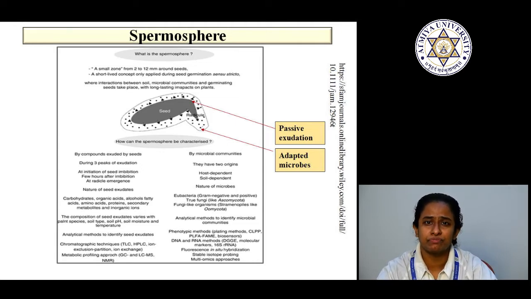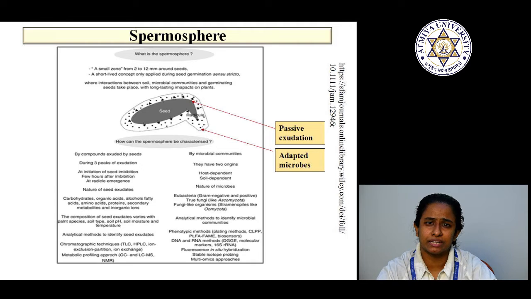At that time, after a few hours of imbibition, you can see the radicle become more pronounced. After this, you can see carbohydrates, organic acids, alcohols, fatty acids and amino acids getting released. Then these seed exudates, which have a high content of alcohol, fatty acid or similar compounds, affect the pH, the soil moisture, and even the temperature.